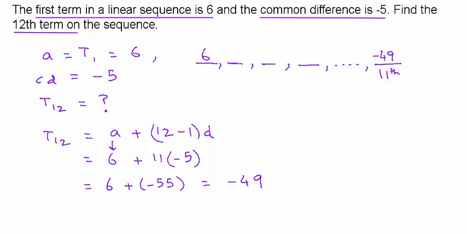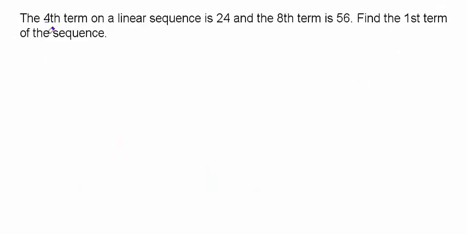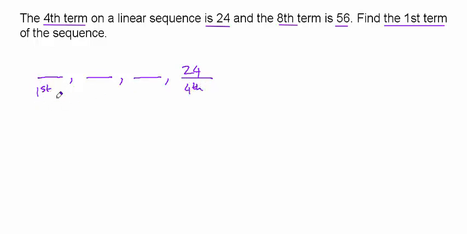Let's take a look at another example. The fourth term on a linear sequence is 24 and the eighth term is 56. We need to find the first term. So let's think about this problem. We have a first term, comma, second, comma, third, comma, fourth. We have a 24 here, the fourth term. We need to find this one, the first term. Then we have the fifth, sixth, seventh, and the eighth term. And this is given to be a 56.